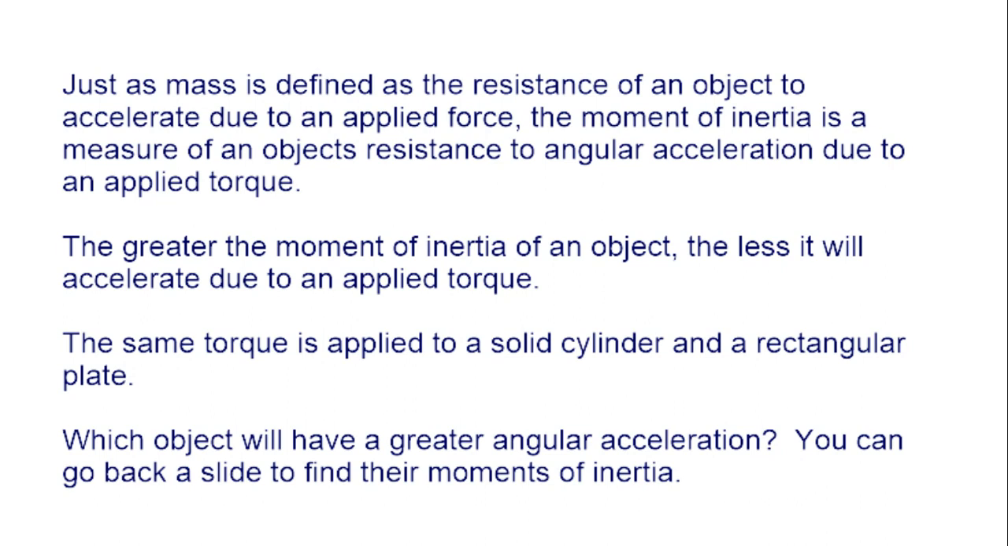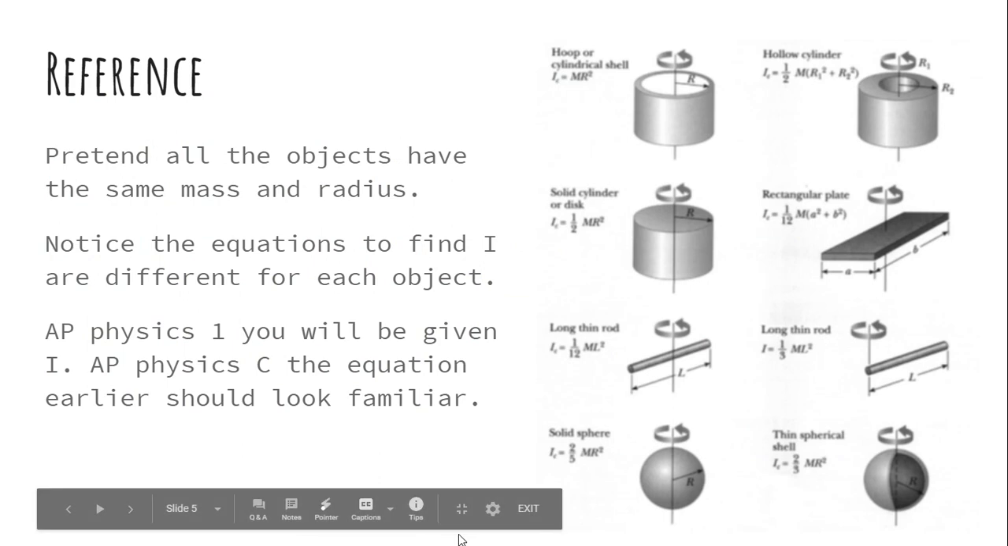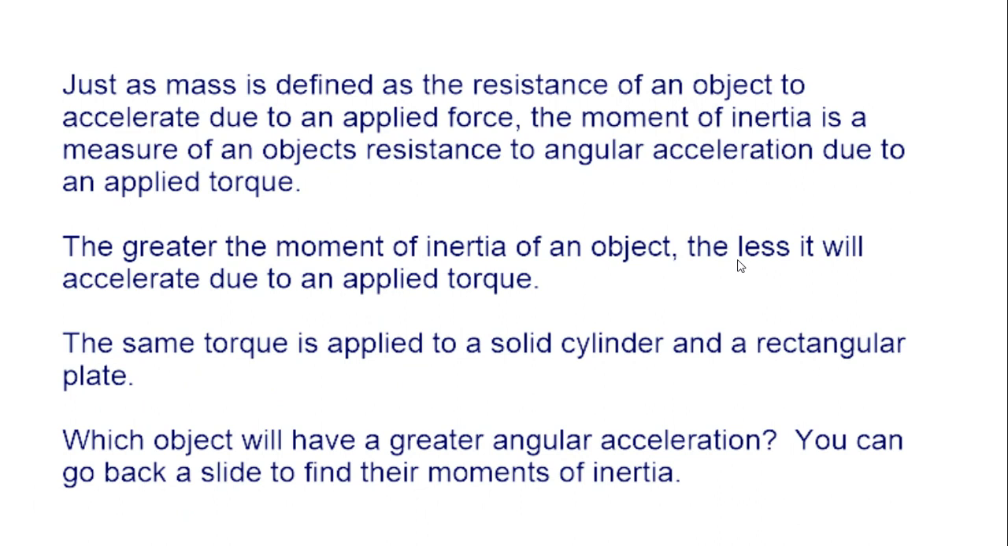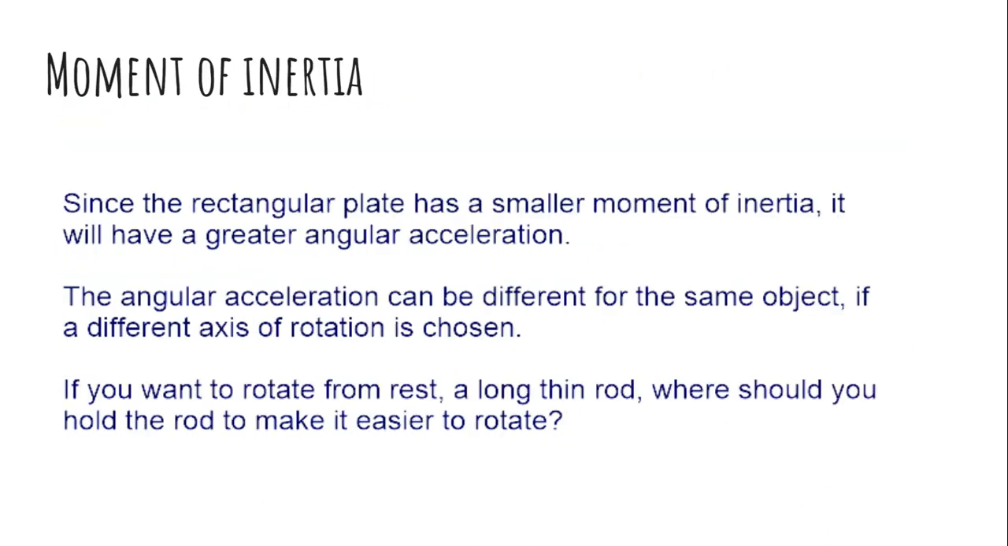If we apply the same torque, which we'll talk about tomorrow, to a solid cylinder or rectangular plate, what's going to be the difference? This is all going to be based off of the moment of inertia here. The larger one is not going to get as much acceleration. Which object has the greatest angular acceleration? You can go back in the slide and check it out. We won't do that. The answer is the rectangular plate, since it has a smaller moment of inertia, so greater acceleration.